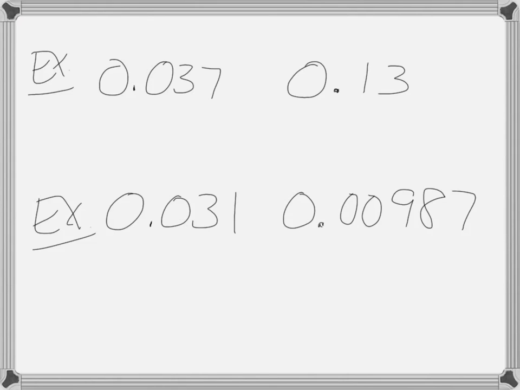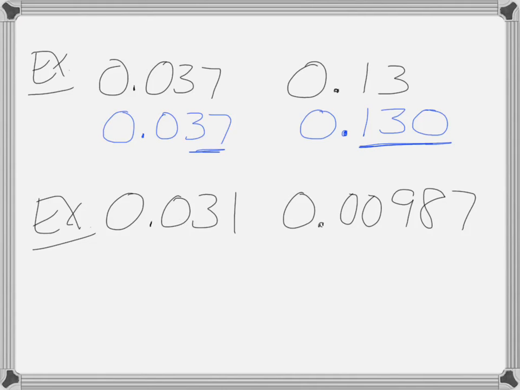The next example, though, the number of digits after the decimal are not the same, and that makes it a little bit harder to compare. But we can change that just by adding zeros until they have the same number of digits. So the first number has 3 after the decimal, 0.037, and I can make the second one also have 3 digits after the decimal if I just add a 0. You can add as many zeros as you want to on the end of a decimal. Now I'm comparing 37 to 130. And so 37 is less than 130.